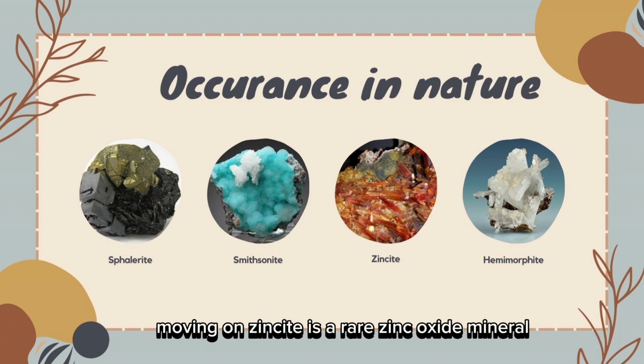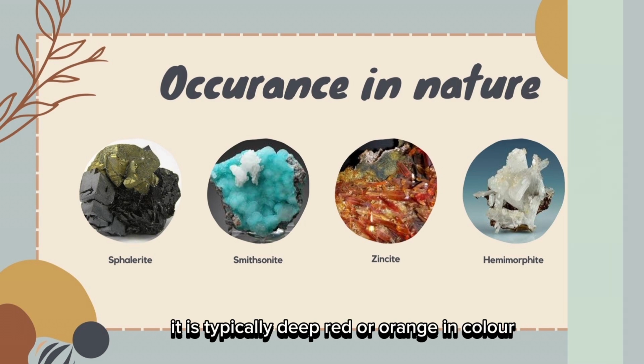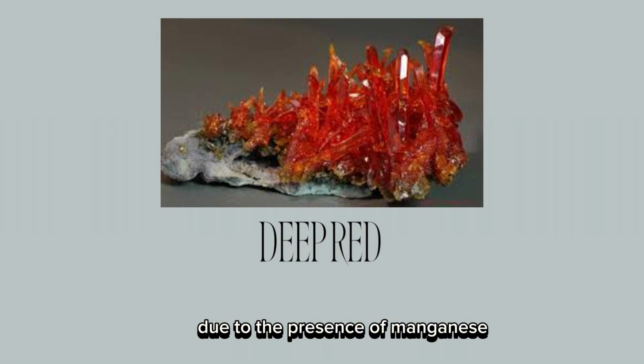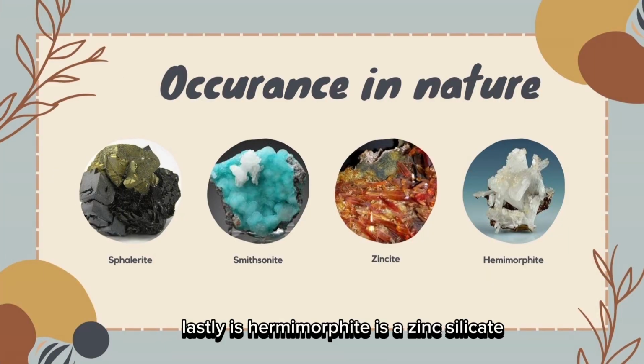Moving on, zincite is a rare zinc oxide mineral. It is typically deep red or orange in color due to the presence of manganese. Lastly is hemimorphite, a zinc silicate mineral.